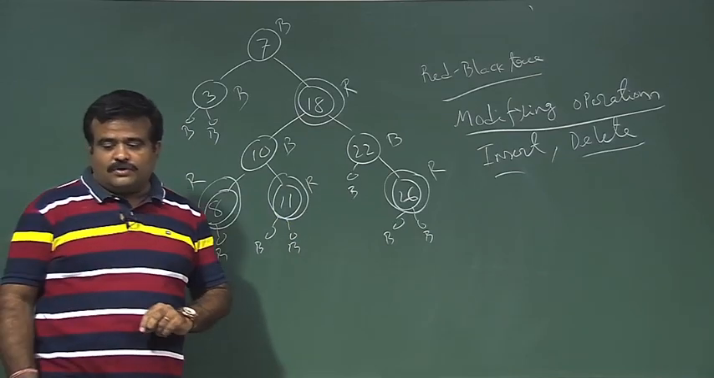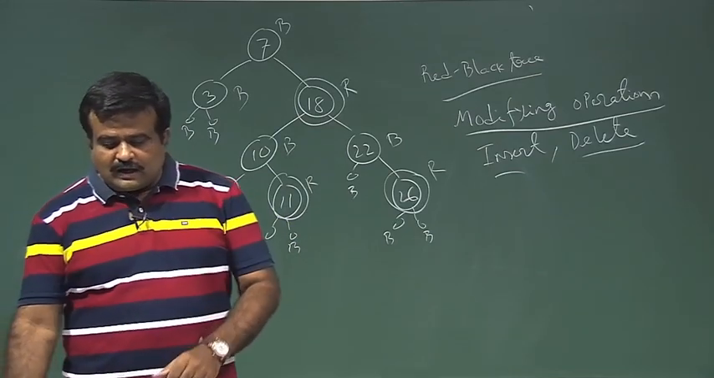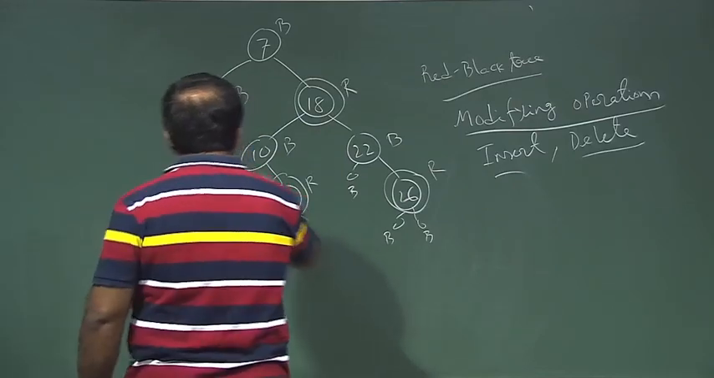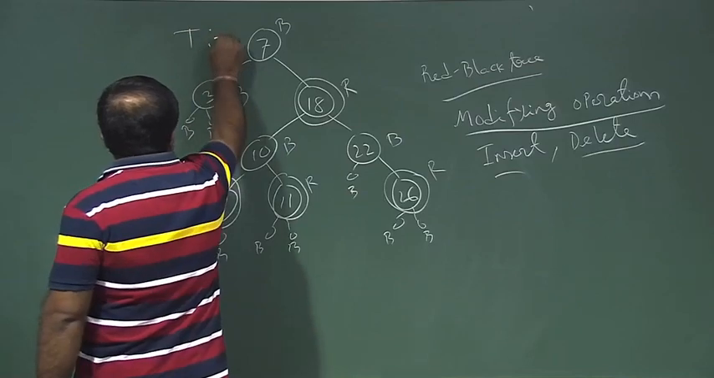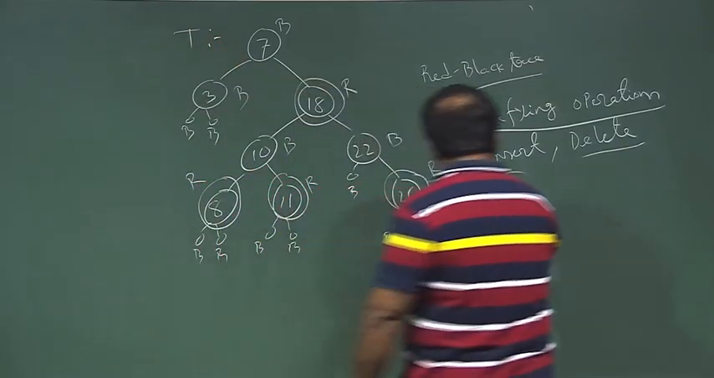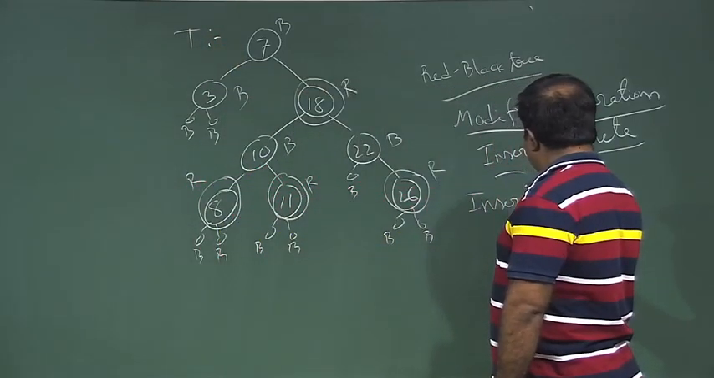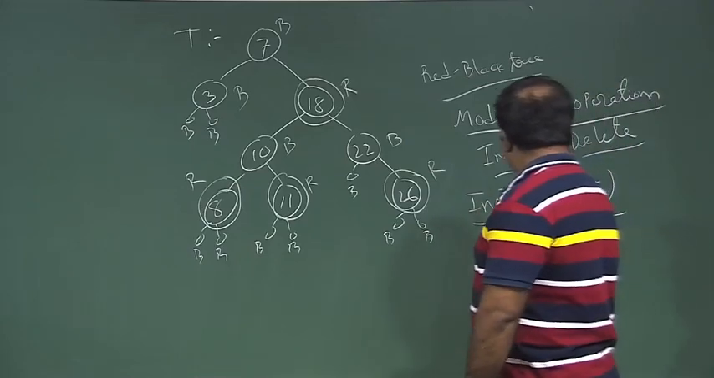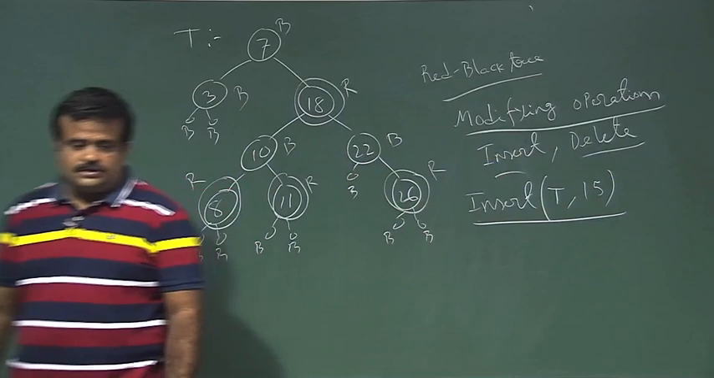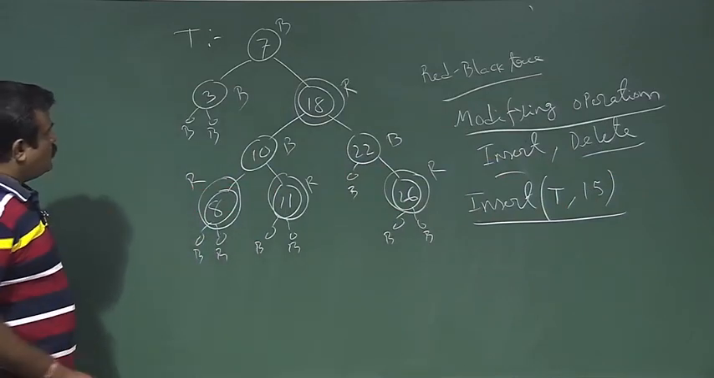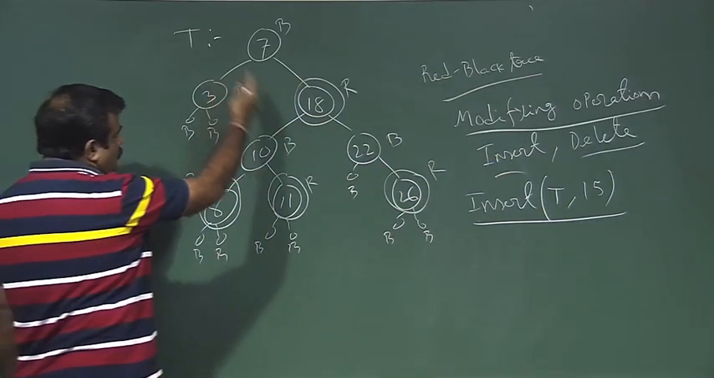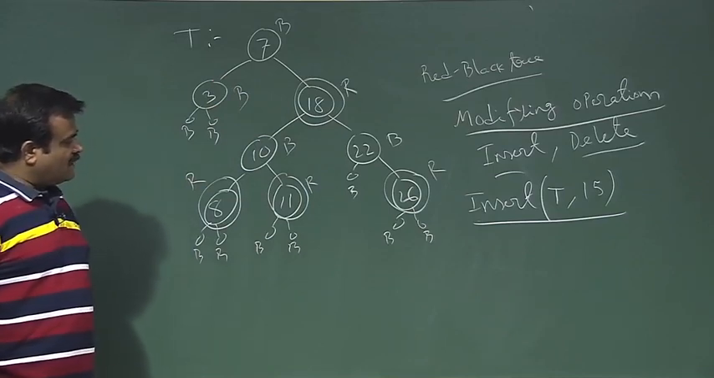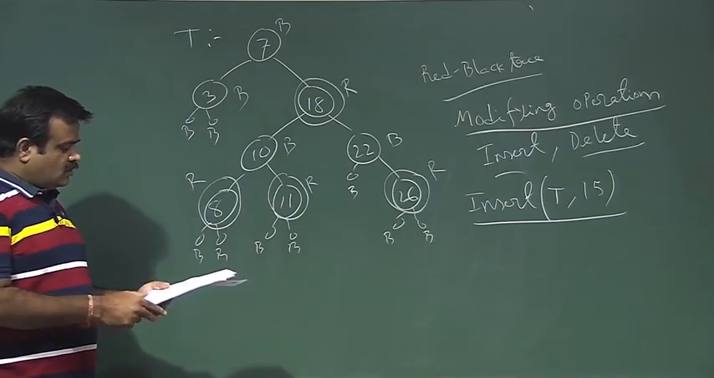Like if we want to insert, say, 15 here, suppose we want to, so this is our tree. Now suppose we want to insert in this tree 15. Okay, so what do we do? We first do the binary search tree insert. So, how to do the binary search tree insert?